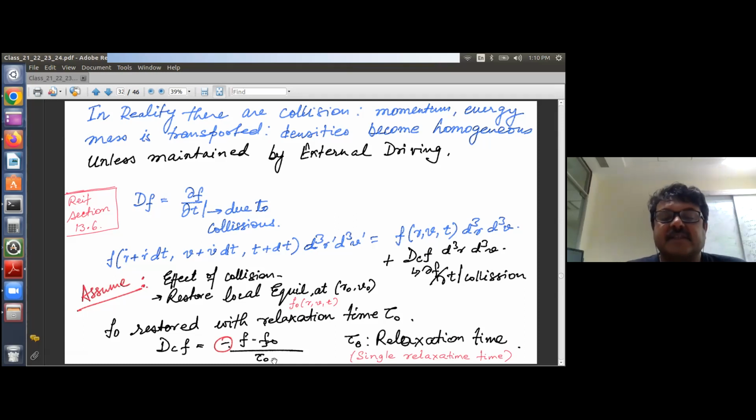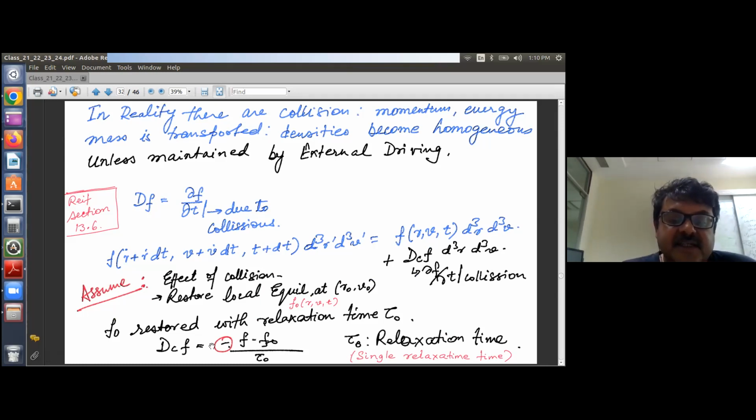Now, where does this tau 0 come from? It has to come due to collisions, and the effect of multiple collisions is absorbed in a single relaxation time tau 0. Of course, the question is how will you get tau 0? But let's assume you have a value of tau 0. Somehow you know the relaxation time of the entire system. Then let's see where we can proceed.